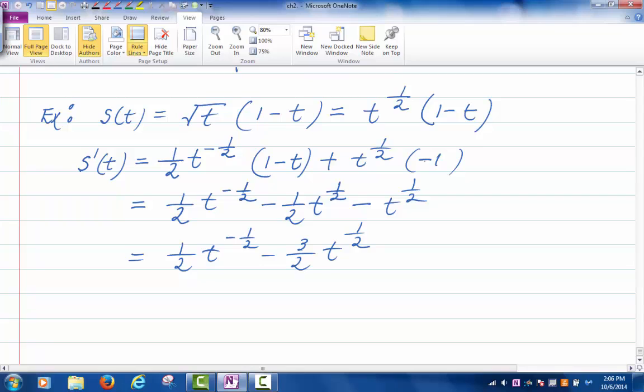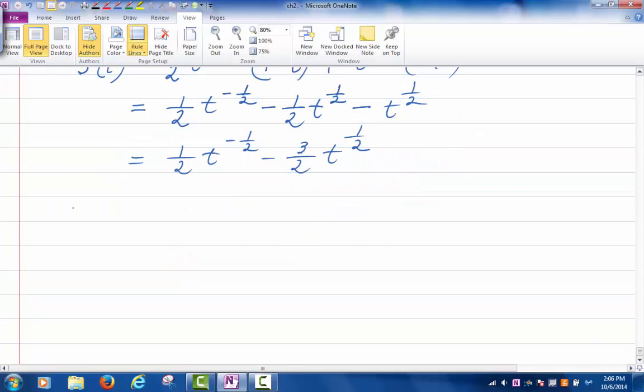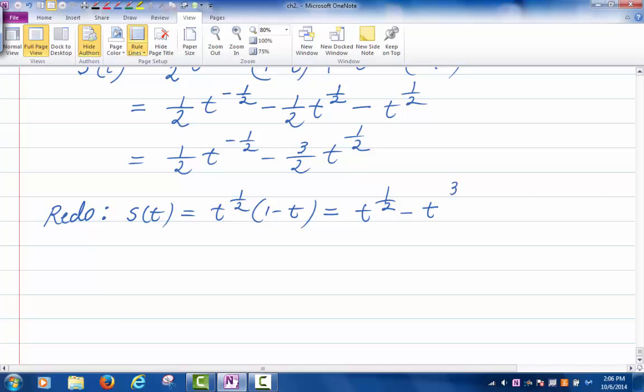I want to redo this problem again, just to make a point. So I'm redoing the same problem. What is s of t again? S of t, remember, was t to the half times 1 minus t. And before I take the derivative, I'm going to multiply out. So I get t to the half minus t to the 3 half, right?